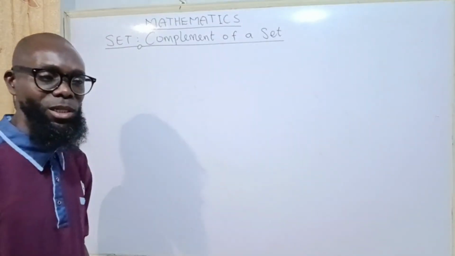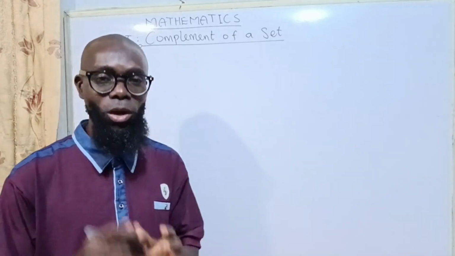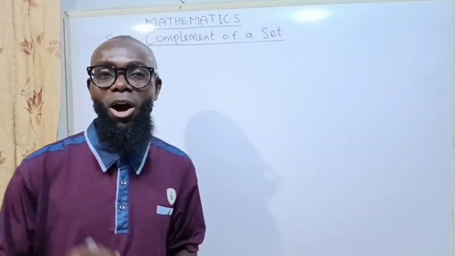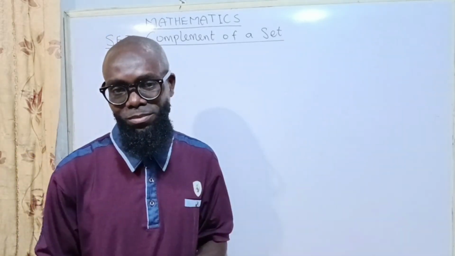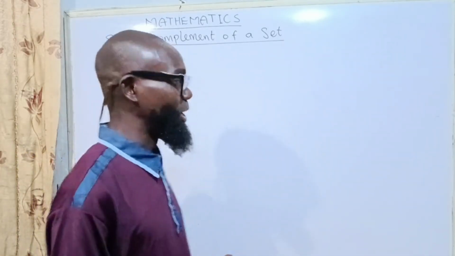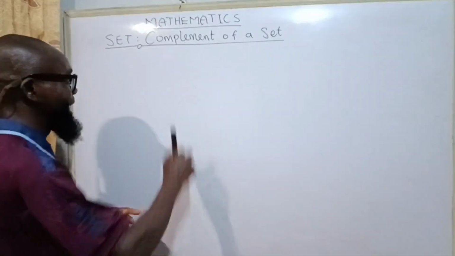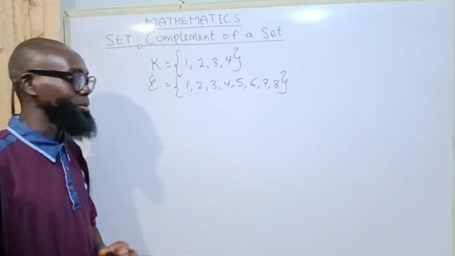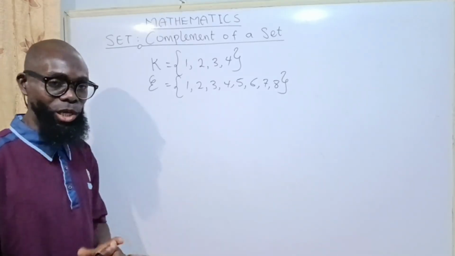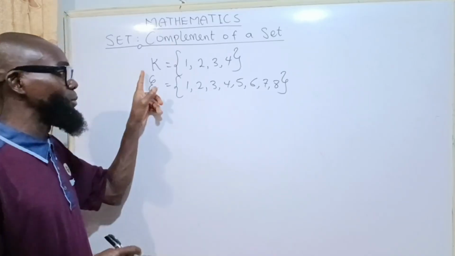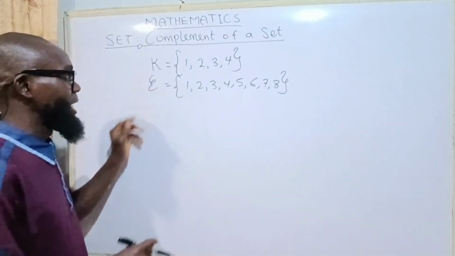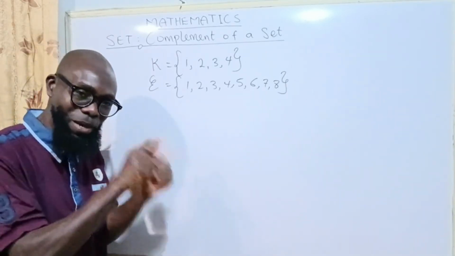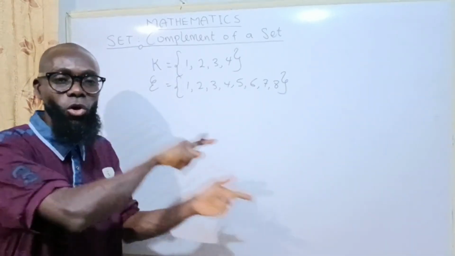Complement of a set. The complement of a set refers to every member of the universal set that is not in that particular set. Let's say, for instance, we have a set K: 1, 2, 3, 4, and a universal set 1 to 8. To get the complement of set K, after subtracting set K from the universal set, the remaining members are called the complement of K.